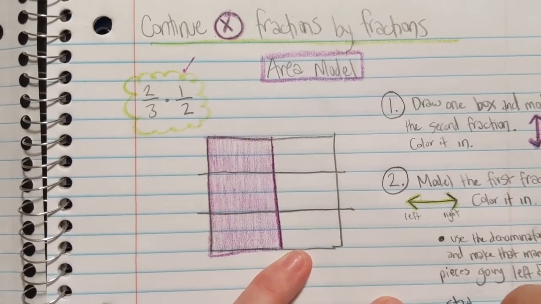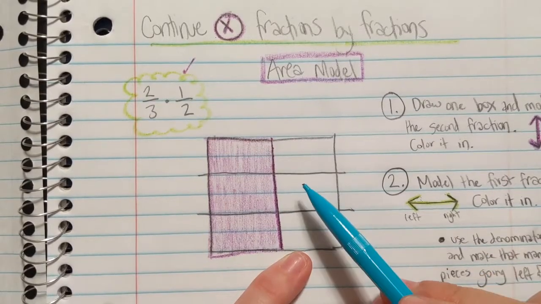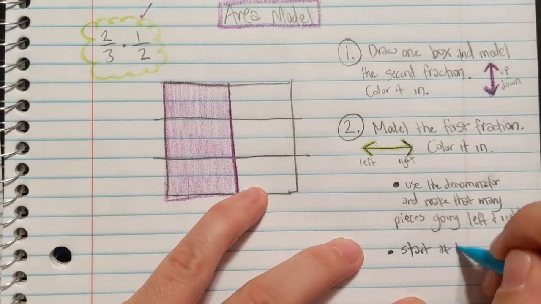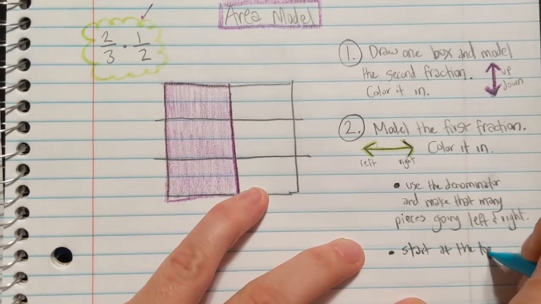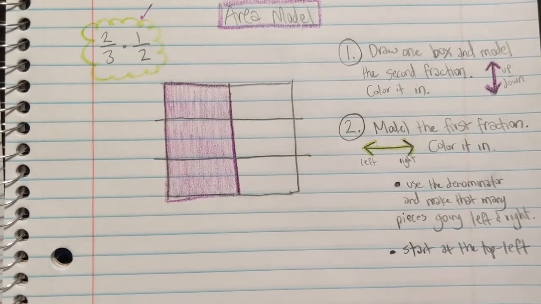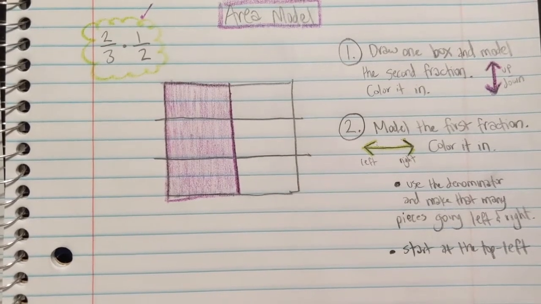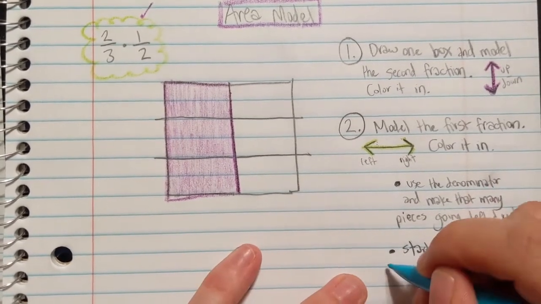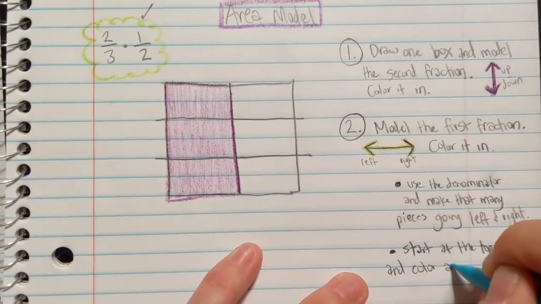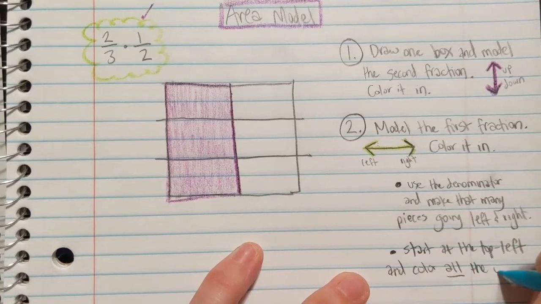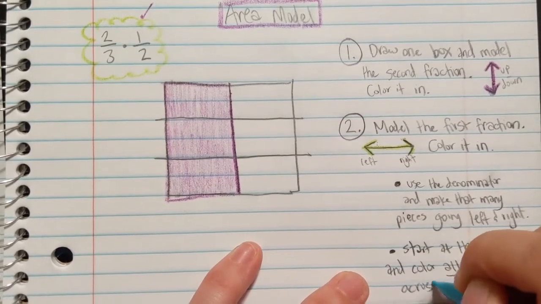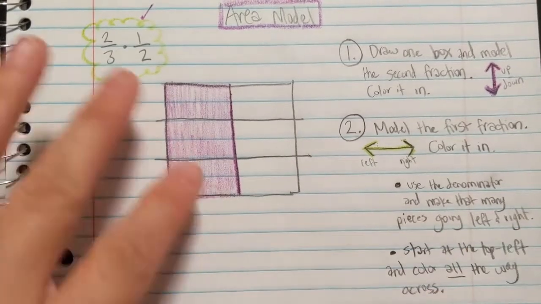Start at the top left. Should we just say at the top? Because I'll say top left. Start at the top left. And color all the way across. That's going to be important. You don't just color the purple pieces all the way across. You have to color all the pieces.